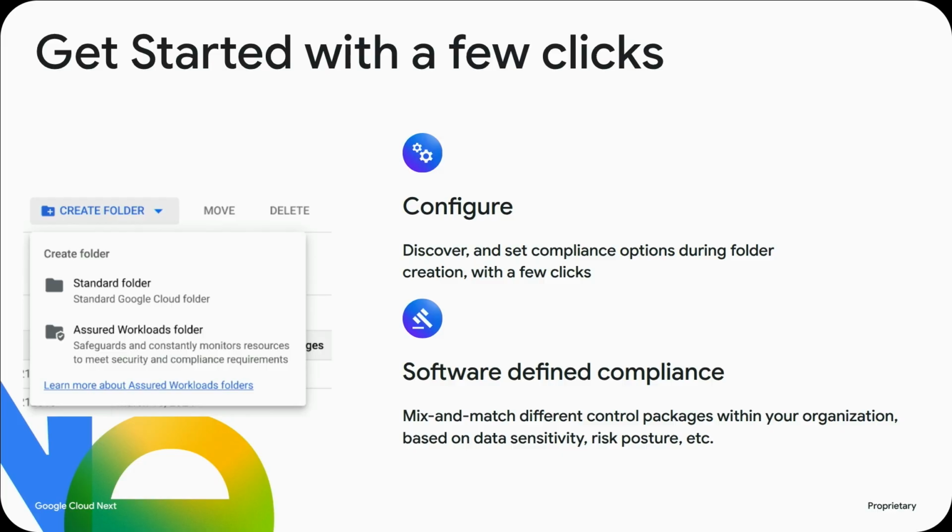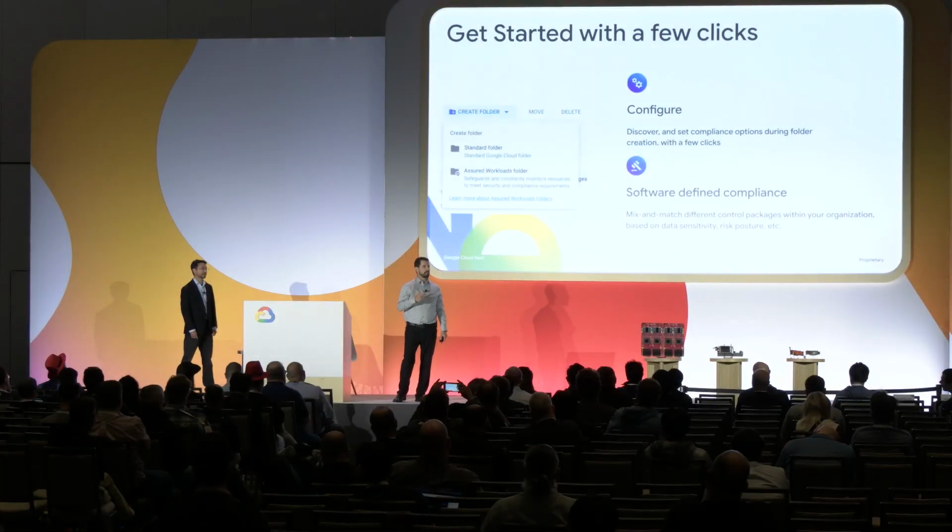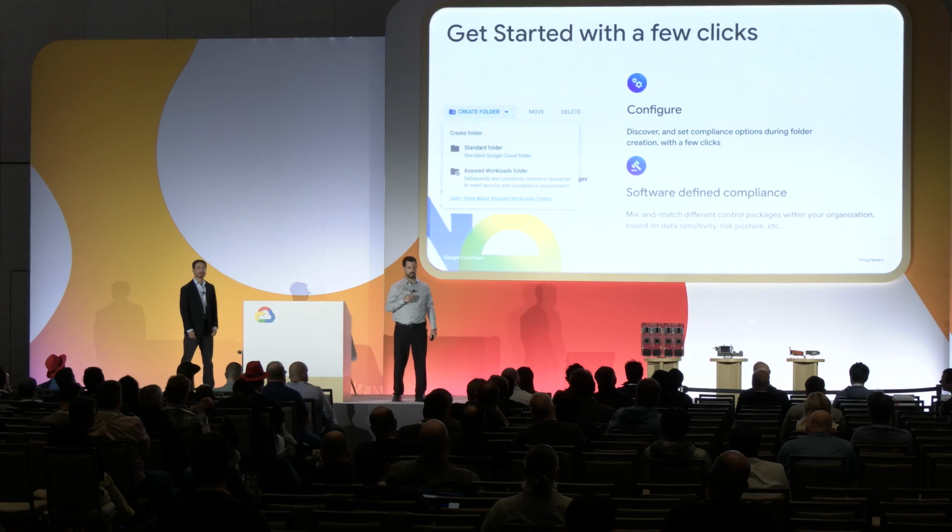Getting started with Assured Workloads is very, very simple. In the web console, you can set your controls at an entire organization level, for an individual folder, collection of projects, or down at a project level. We've found, particularly for ISVs and folks who are providing services, the ability to have different control packages in different parts of their organization gives them tremendous flexibility.